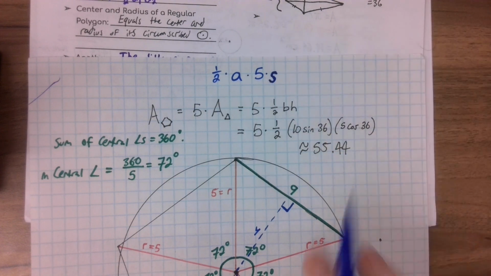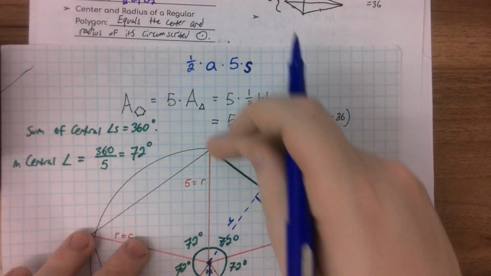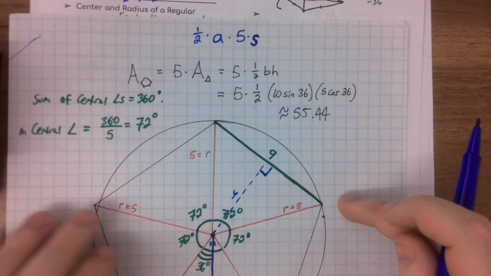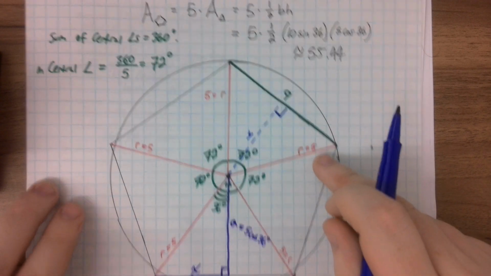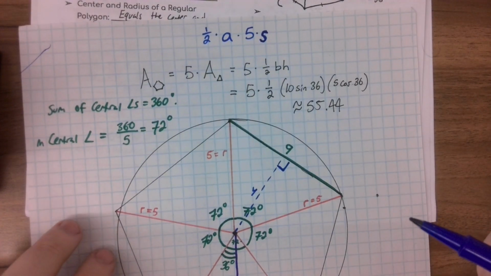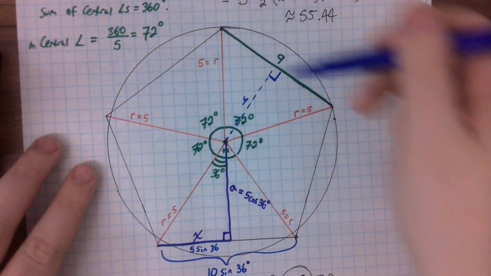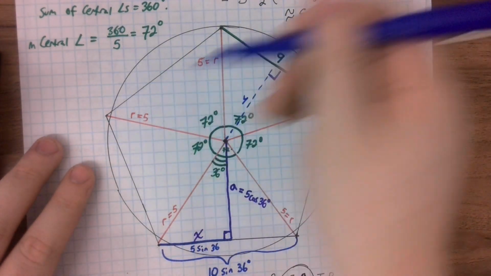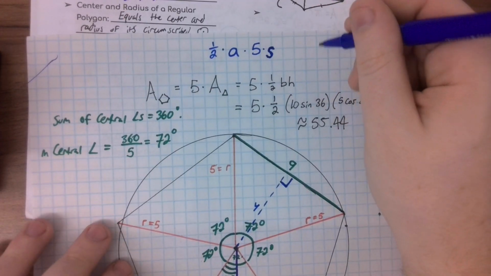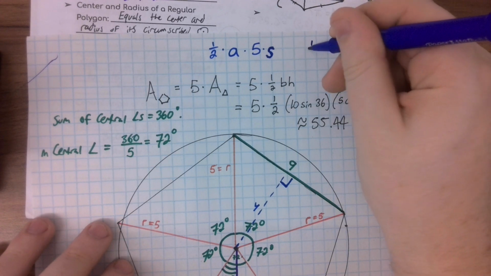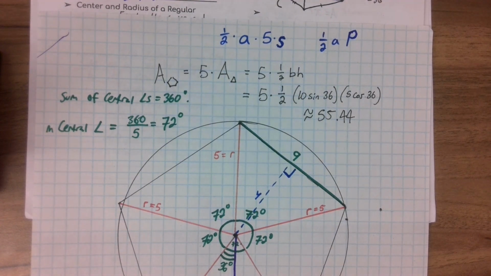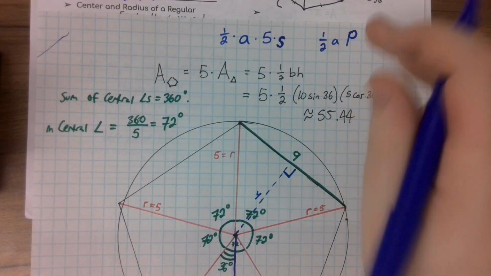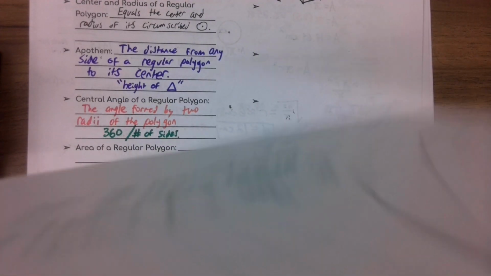But wait a second. If S, or what we used here was B, is just one of the sides of the polygon, and there were 5 total sides, what do we call 5 times S? It'd be the distance around the outside of our polygon, which we know as the perimeter. So this can be shortened to 1/2 A times the perimeter. This is our shortened formula.